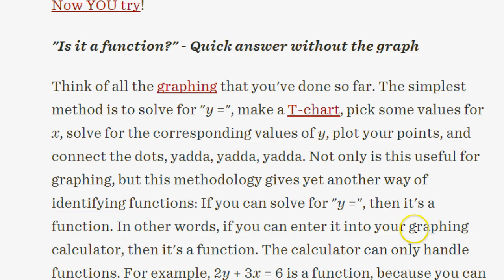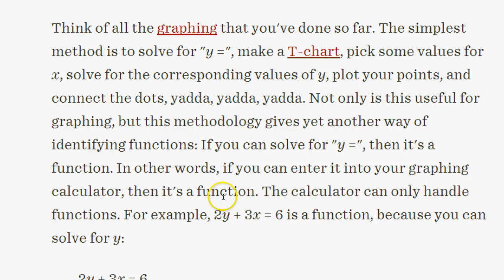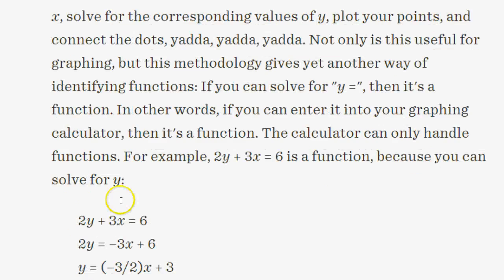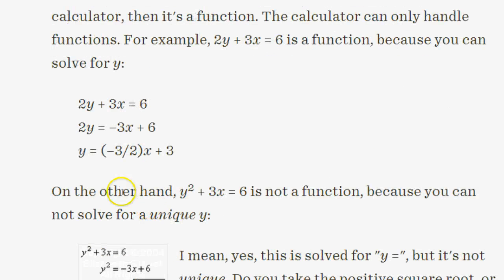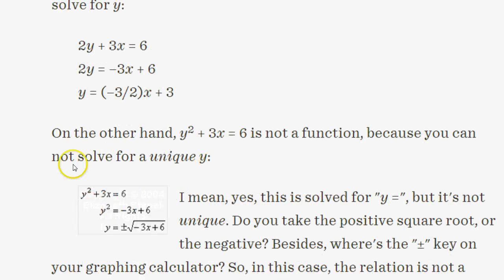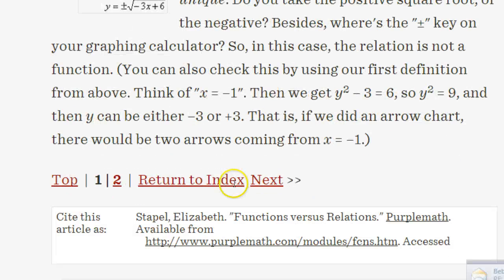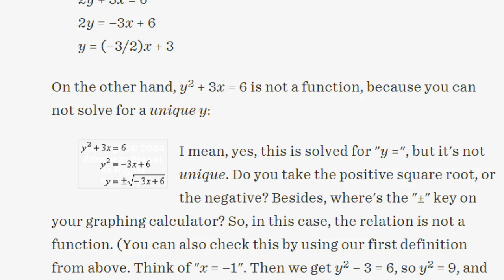In other words, if you can't enter it into your graphing calculator, then it's not a function. The calculator can only handle functions. For example, 2y + 3x = 6 is a function because you can solve for y, and you set it up. On the other hand, y squared + 3x = 6 is not a function because you cannot solve for a unique y. When you solve it, you subtract the 3x and then you square root it. Now we have positive and negative versions. It's not unique. We don't know which one it works with. So it's just something that you have to go through and take a look at.